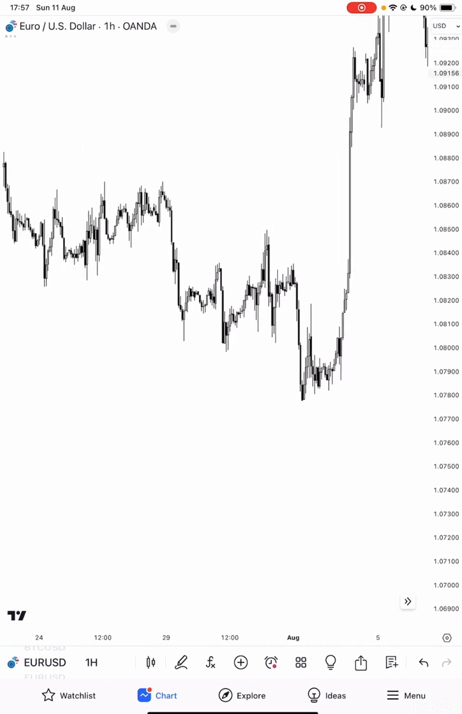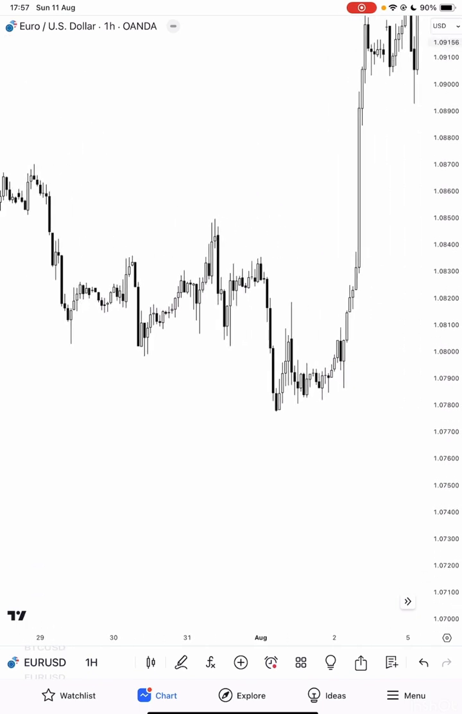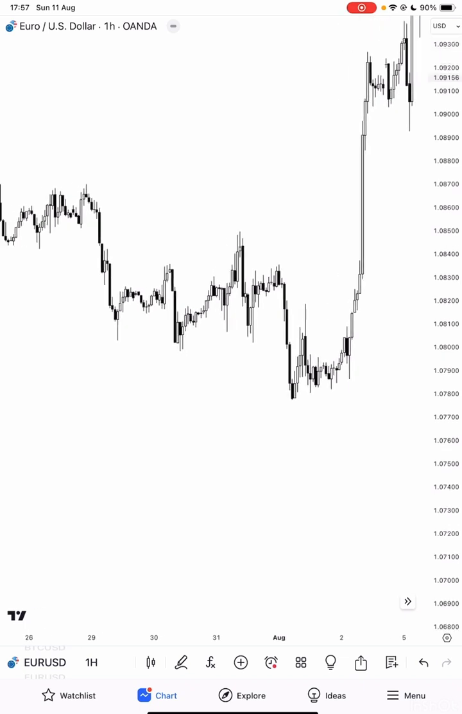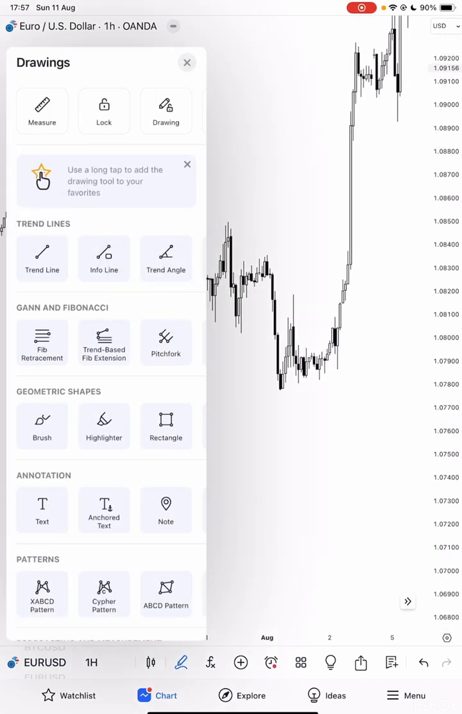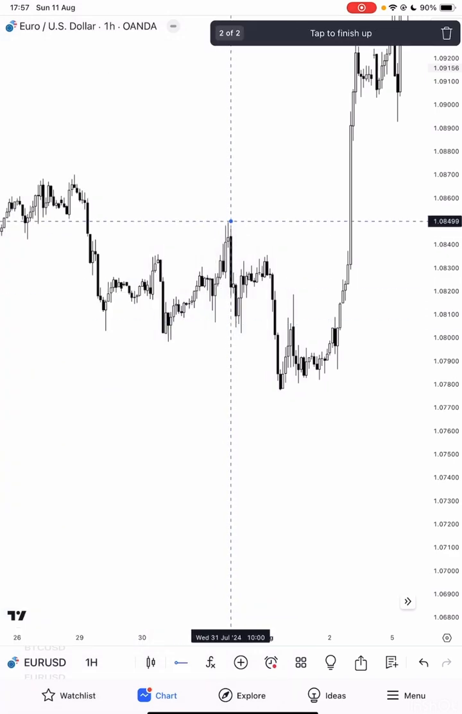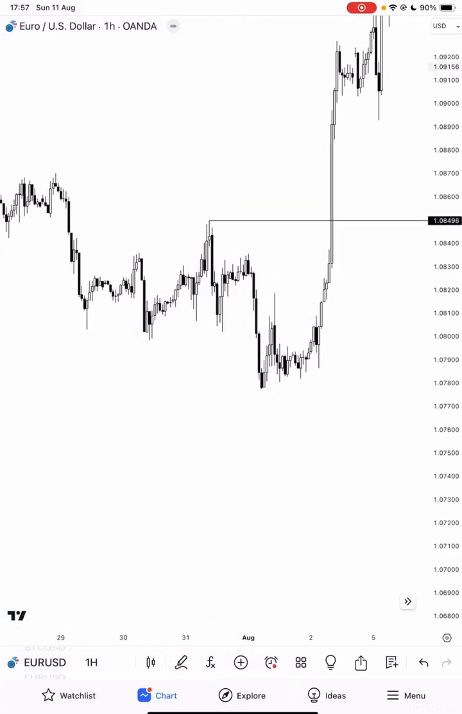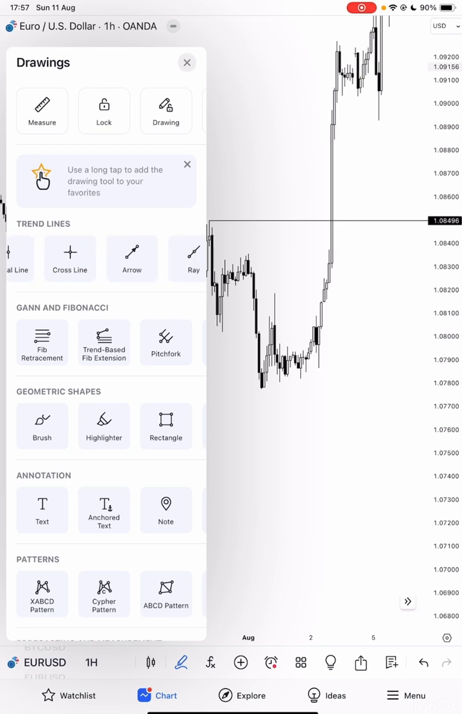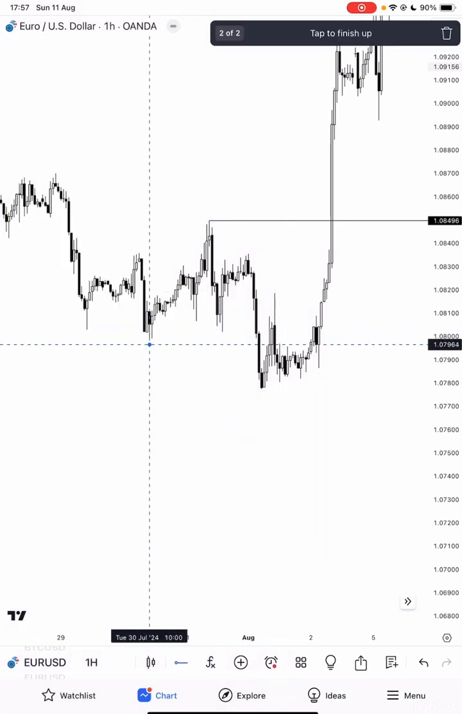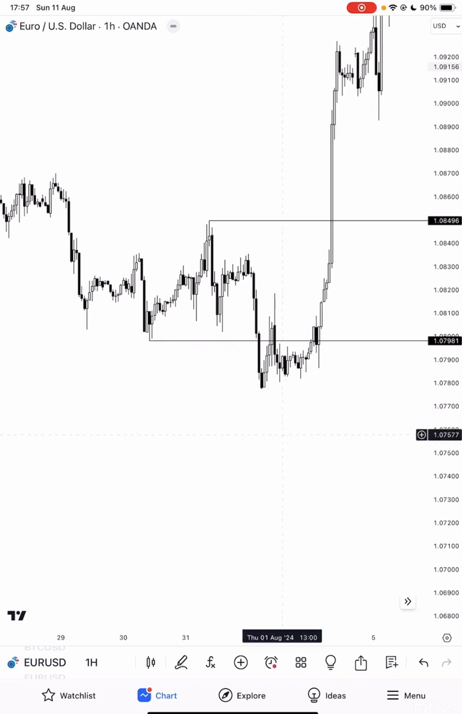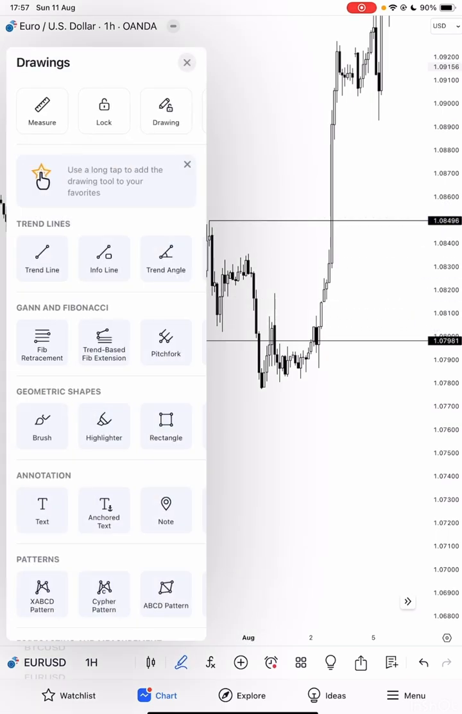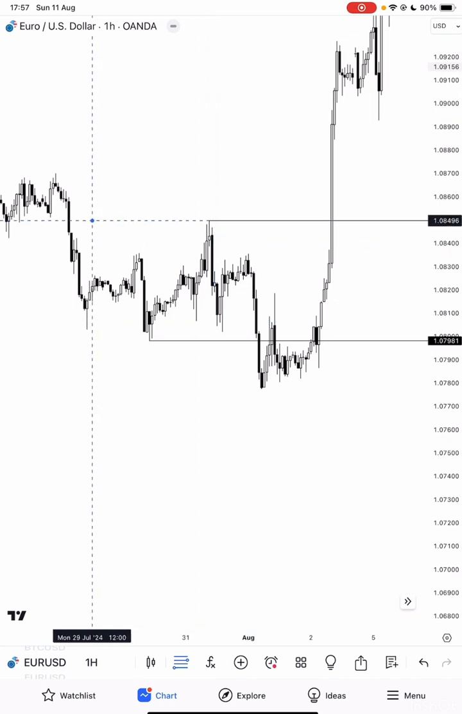So a range is simply the creation of buy side and sell side. Let's take this as an example. A range is the creation of buy side and sell side on both ends, and it is simply when price is rejecting both highs and lows inside two defined price levels.